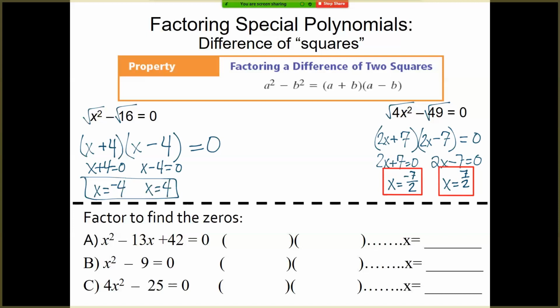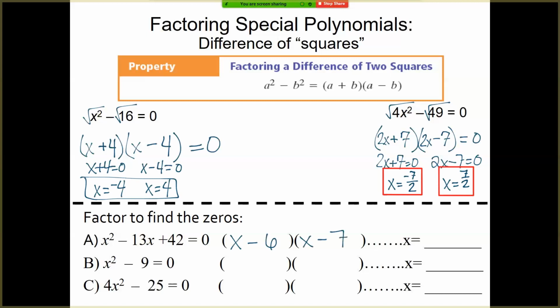All right, down at the bottom, we have 3 problems that we need to factor to find the zeros. Looking at letter A, I have x squared minus 13x plus 42. It's not a difference of squares because there's 3 terms. If it's 3 terms with no greatest common factor, can't be a difference of squares. So this one, we're just going to have to use our asterisks, looking for 2 numbers that multiply to give us 42, but add to give us -13.